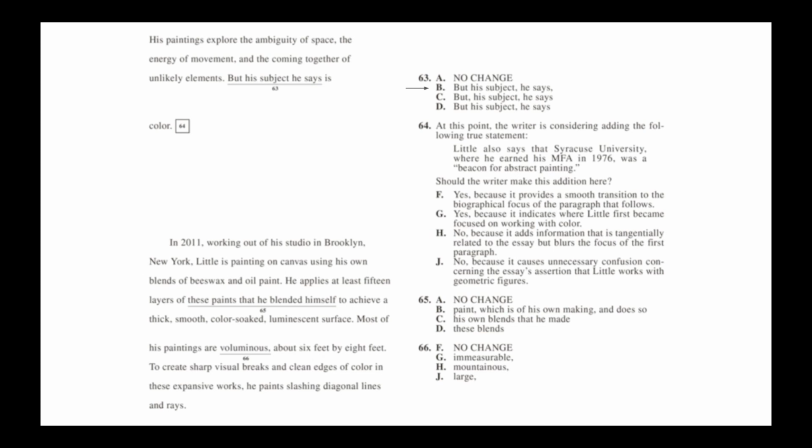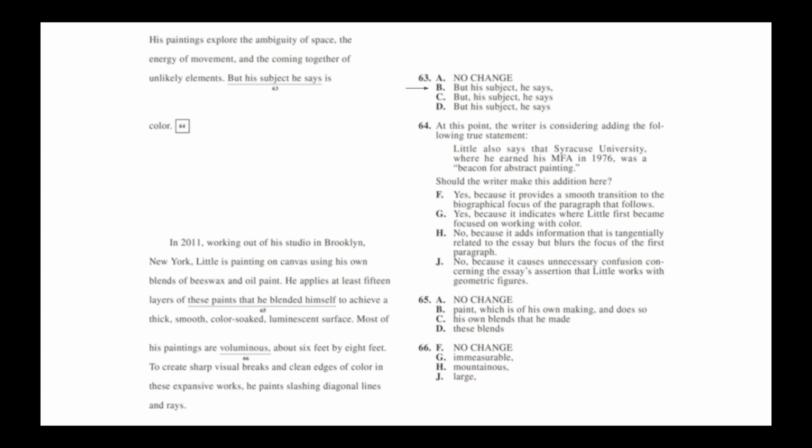Question 64 is a question that's more based on meaning. The question is asking, at this point, the writer is considering adding the following statement: "Little also says that Syracuse University, where he earned his MFA in 1976, was a beacon for abstract painting." And we are tasked with determining if the writer should add this statement.